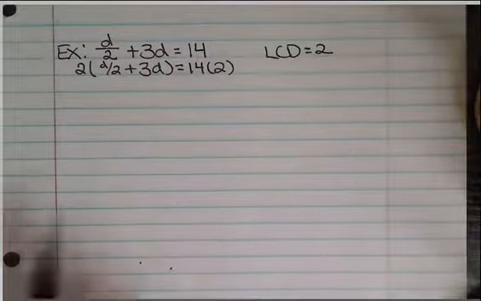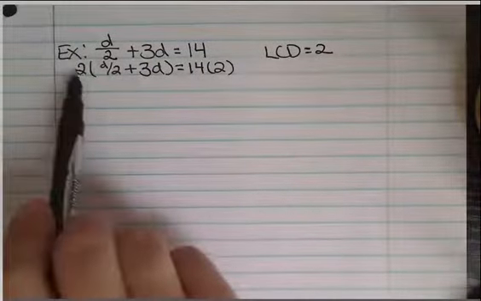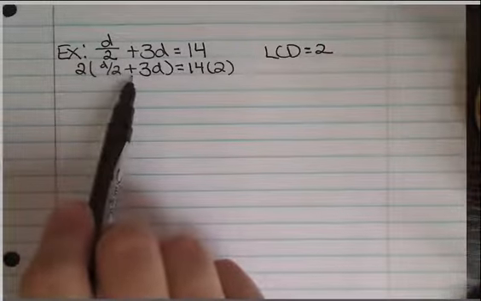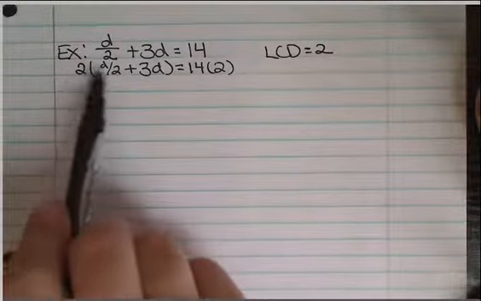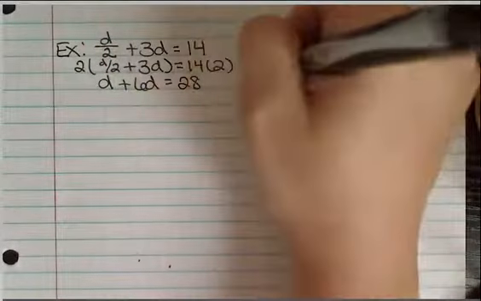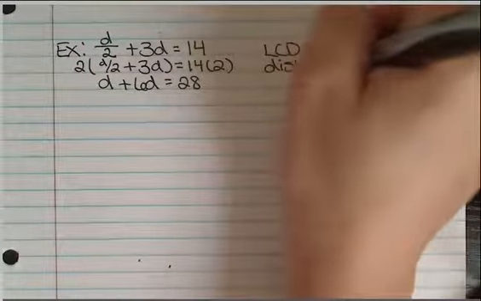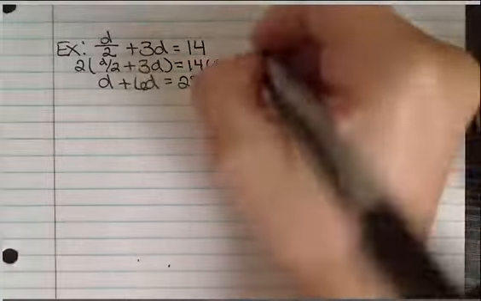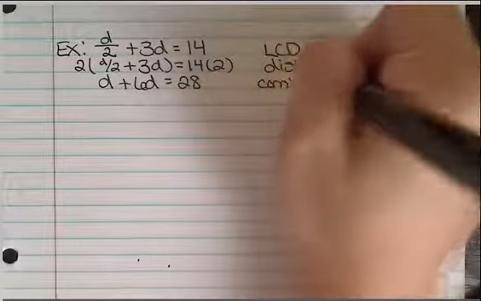Now we will have to distribute this 2 into both of them, because notice that there was an addition sign in here. So 2 times d over 2 is just going to leave us with d. 2 times 3d will give us 6d. And 14 times 2 will be 28. So here we distributed. Now we can combine like terms, because we have a d and a 6d, which will give us 7d equals 28.